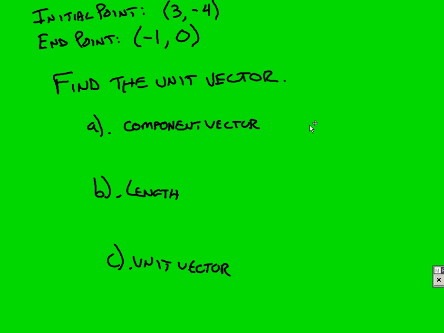Alright, let's do that again. The component vector you should have gotten is negative 4, 4, because you should have done negative 1 minus 3 for the x component, and 0 minus a negative 4 for the y component. That's how you got those. When you found the length, you should have gotten the square root of 32, which should simplify to be 4 square roots of 2.